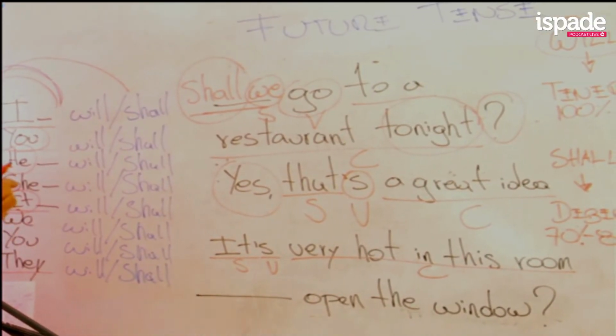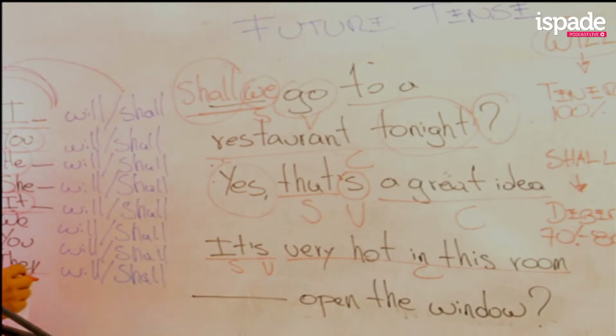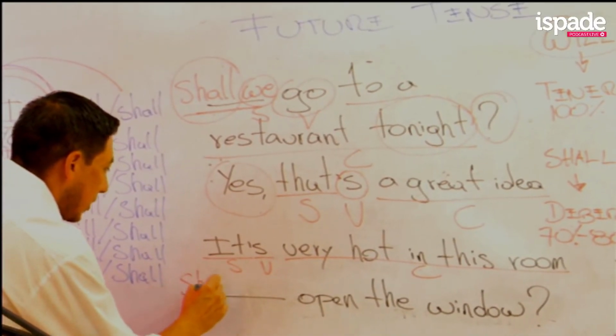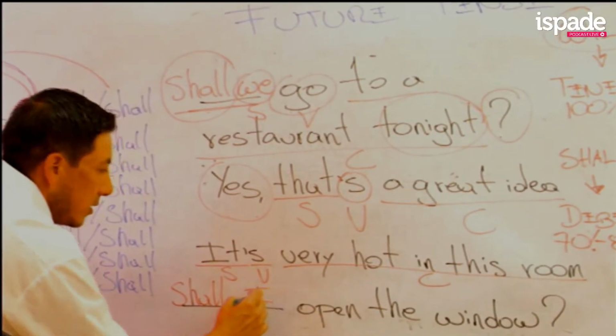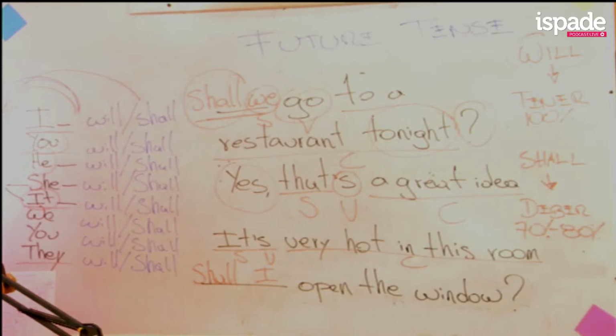Dice, tengo o debo. Let's use shall to see. Shall I open the window? ¿Debo abrir la ventana? ¿Debería abrir? The room is hot, but it's not obligatory that I had to open the window. But maybe, can be. Maybe somebody likes the hot weather or somebody not. So I'm asking to the people who is around me. So that's why I'm using shall.